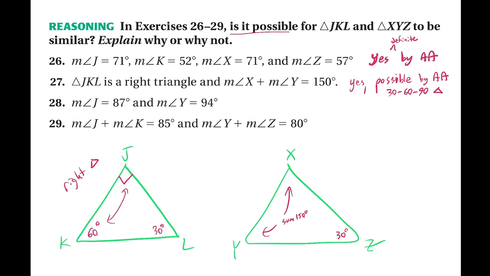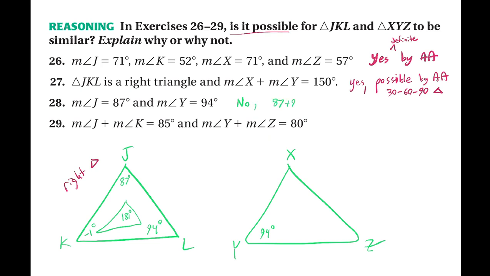Okay, so let's get rid of all this. Let's look at the next one. So what if measure J is 87 and measure Y is 94? I mean, what the heck? This is a silly question. Okay, so Y is 94 and J is 87. Let's think about it. If they are similar, then there has to be a 94 over here. Let's add these two together, and what's that equal to? What? 181 degrees? So this would have to be -1 degrees? That's freaking crazy town. That's not possible. No, not possible.